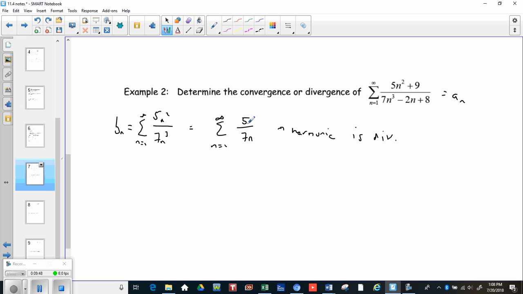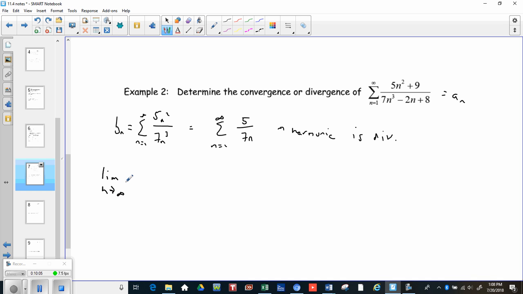So if we now take the limit of the ratio of these two things right here, what we should see is that if we get a finite value, that both series will be divergent. So let's try it. Limit as n approaches infinity.